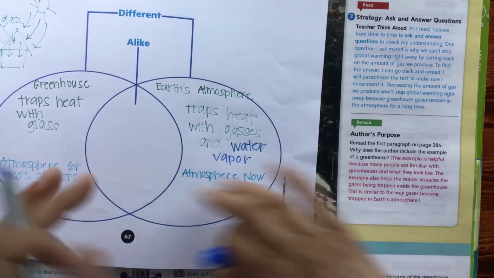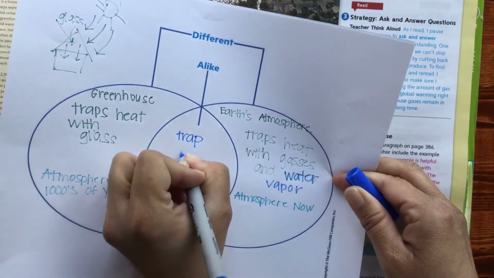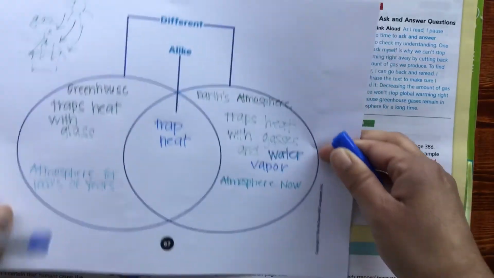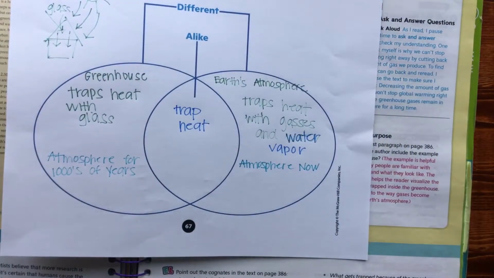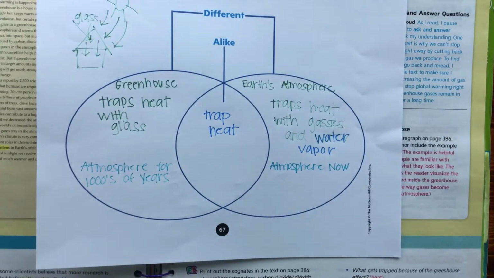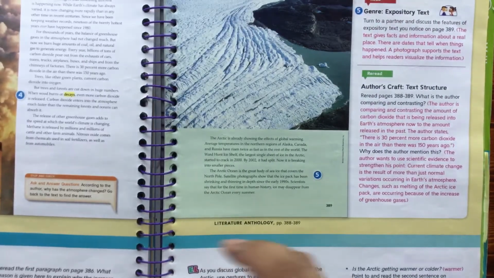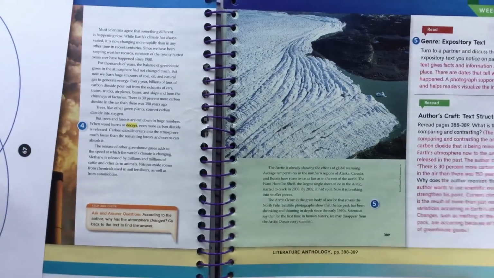They both trap heat. And you're right. That's what goes right here. They are alike in that they both trap heat. Okay? The main difference, what makes them different in this particular section, is how they trap that heat: with glass, with gases, and water vapor. So that's how we can compare and contrast. So as you read that first section, if you're kind of unsure how things work, your mind can start comparing and contrasting.